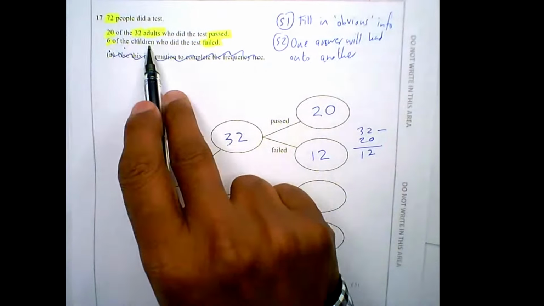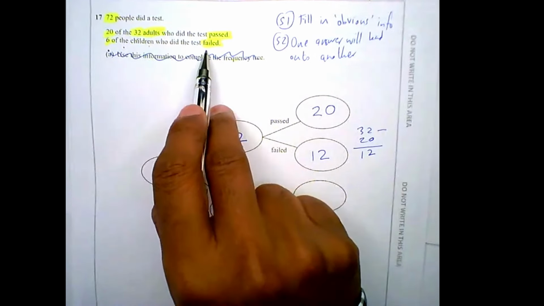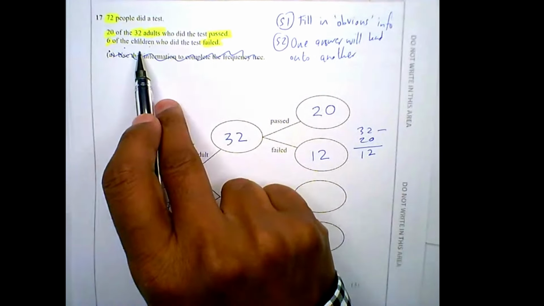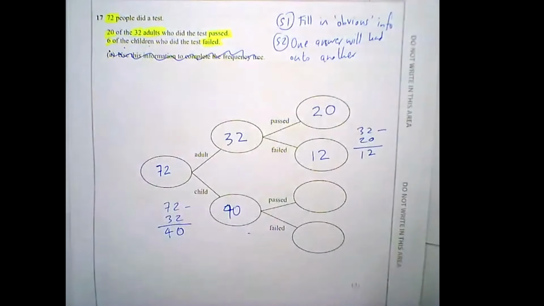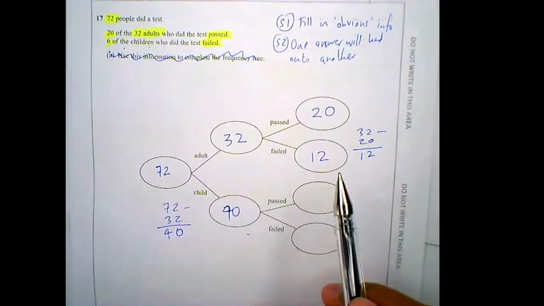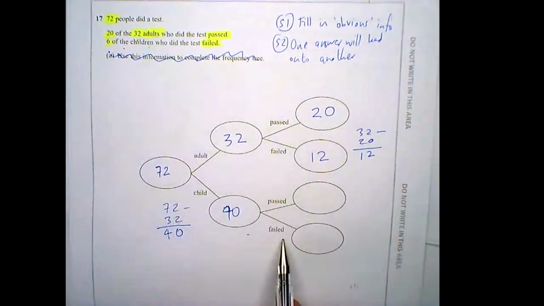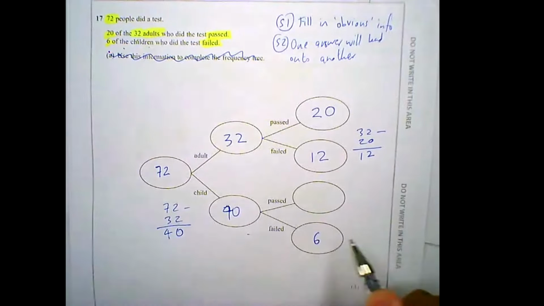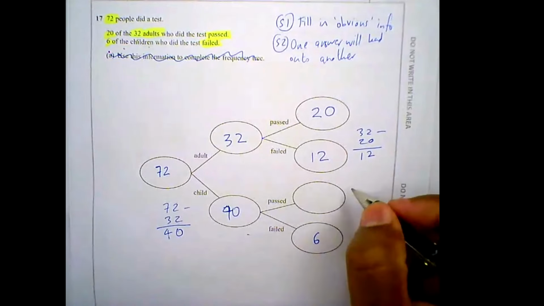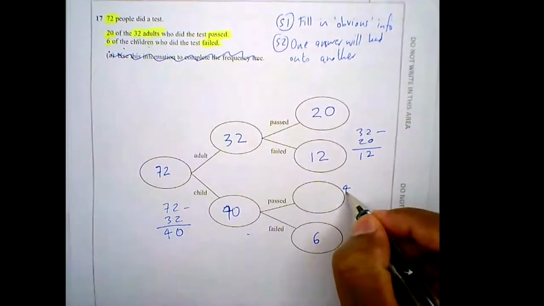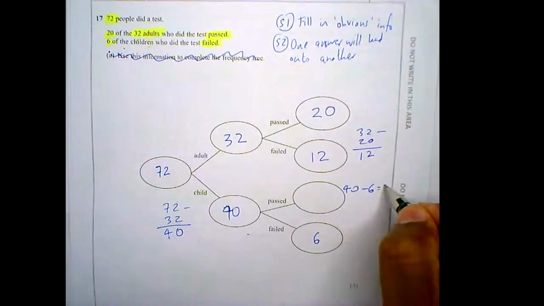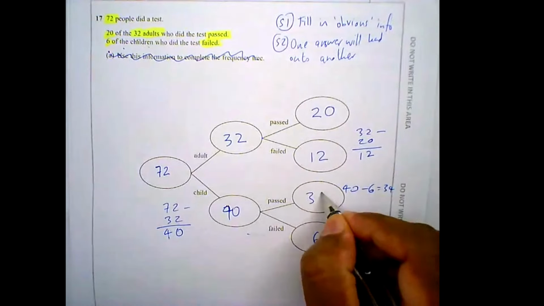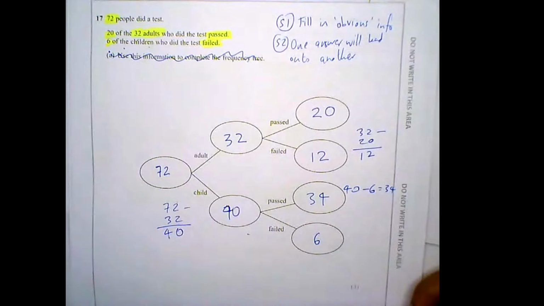6 of the children who did the test failed. So you can see here, this is the number of children, and 6 of them failed. So 6 goes here, and this one is going to be 40, take away 6, that gives me 34. Okay, let's go to part B.